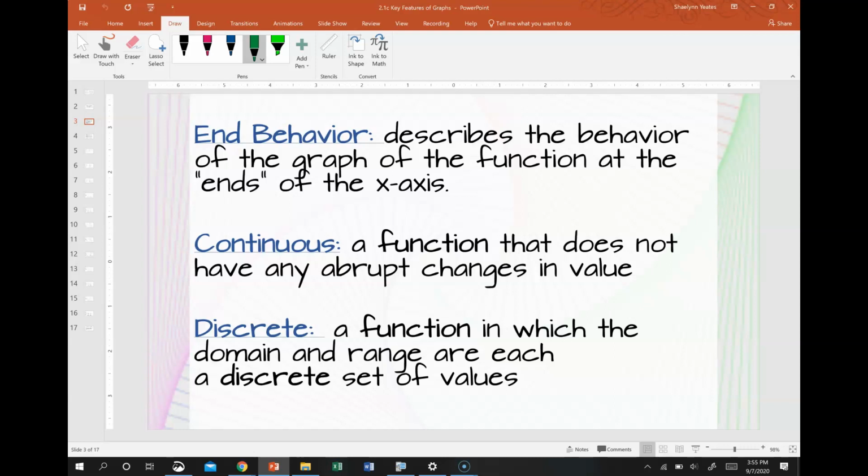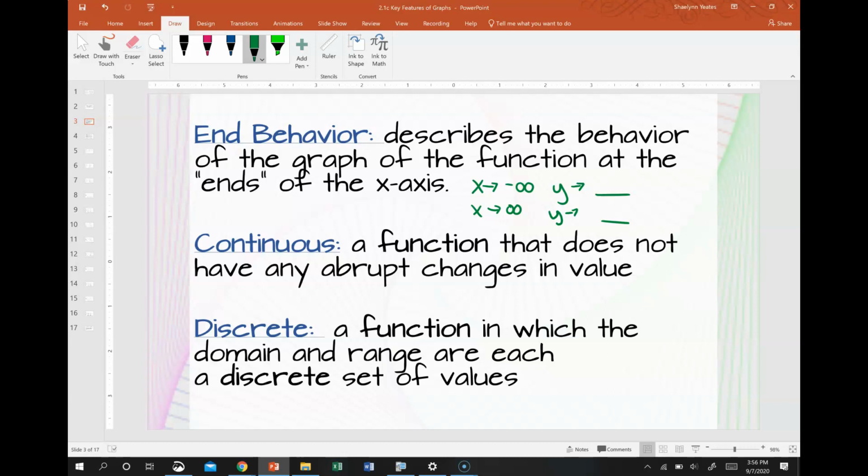So end behavior describes the behavior of the graph of the function at the ends of the x-axis. So like it'll say, as x goes to negative infinity, y does what? So it could be approaching a number, it could be going straight up, it could be going straight down, it could be doing lots of things. And then it'll be, x goes to positive infinity, y does what? Again, it could be approaching a number, it could be going up, could be going down, all sorts of stuff, okay? And so that's really all end behavior is talking about.